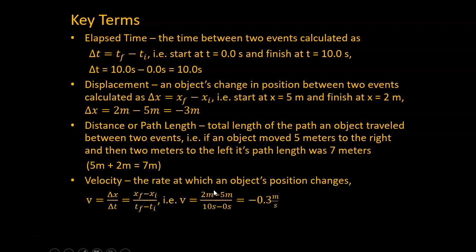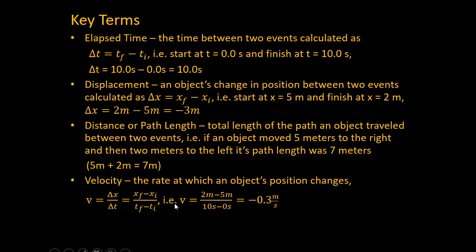Velocity is the rate at which an object's position changes, and that's given by lowercase v is equal to displacement divided by elapsed time, and we get that by taking the final position minus the initial position and dividing that quantity by the final time minus the initial time.